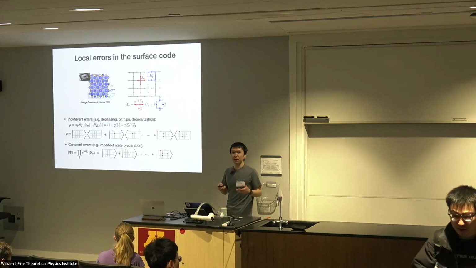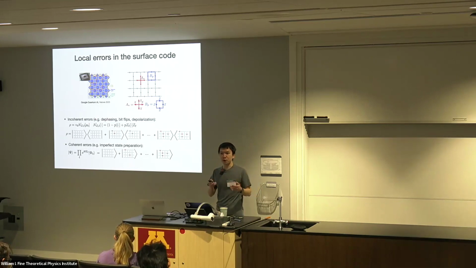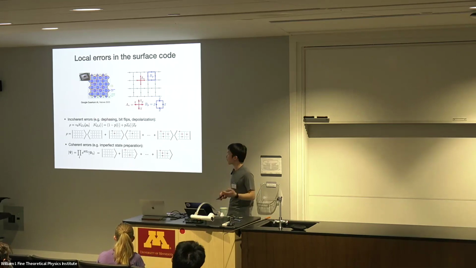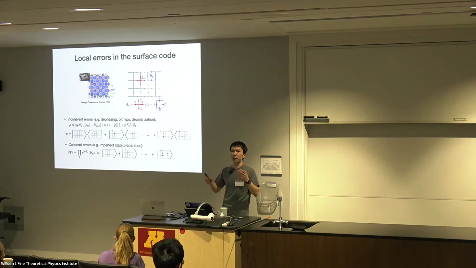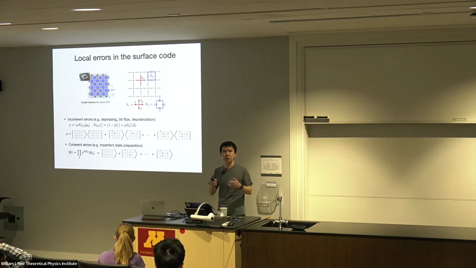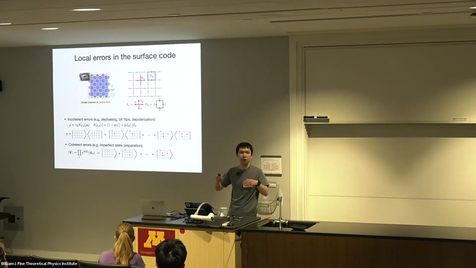There's another type of error that can also happen in experiment, which is very relevant. It's called coherent errors. These types of errors create coherent superpositions between the surface code with different anyon configurations. The simplest example of that could be just a single qubit rotation.